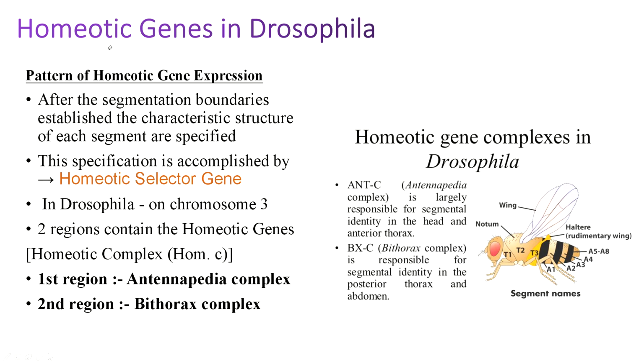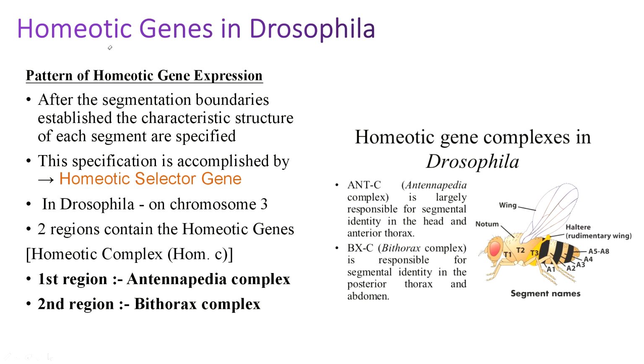After the segmentation genes establish the boundaries of the segments, the characteristic structures of each segment are specified. This specification, as well as the formation of the structures or organs, is accomplished by the homeotic selector genes. These special kinds of genes are located in chromosome 3 of Drosophila.